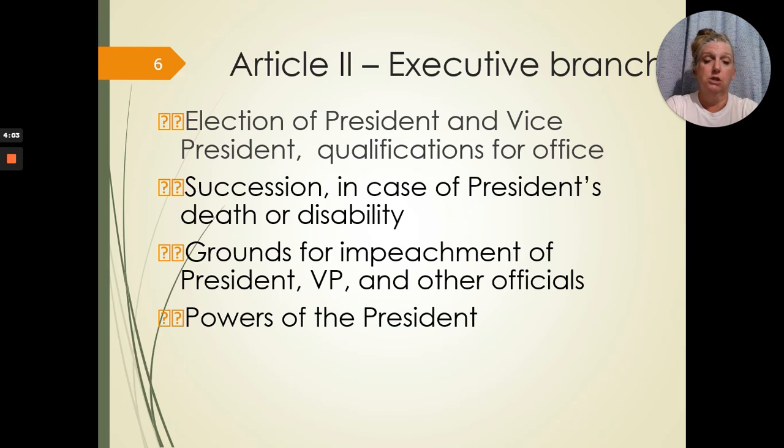But in the actual Constitution, Article 2 lays out that there's the president, and then following him is the vice president, then the Speaker of the House, and then the president pro tempore of the Senate. It also covers grounds for impeachment, like what has to happen, or what the requirements are for a potential impeachment of the president, the vice president, or other executive officers. And then, what are the powers of the president? There's not a specific list like there is in Article 1 for Congress, but there are powers listed on what the president gets to do.